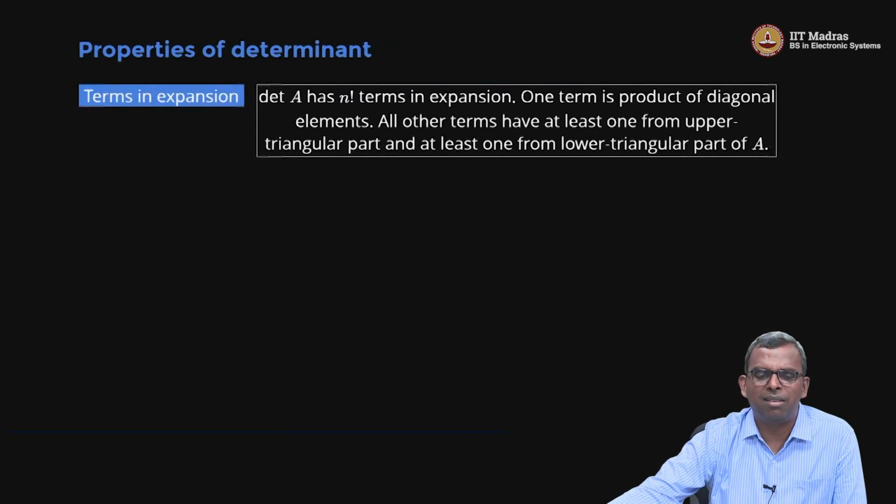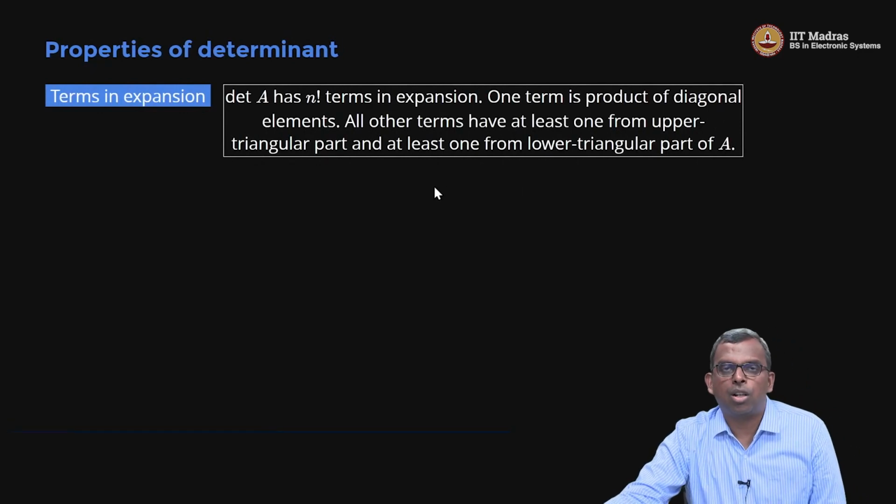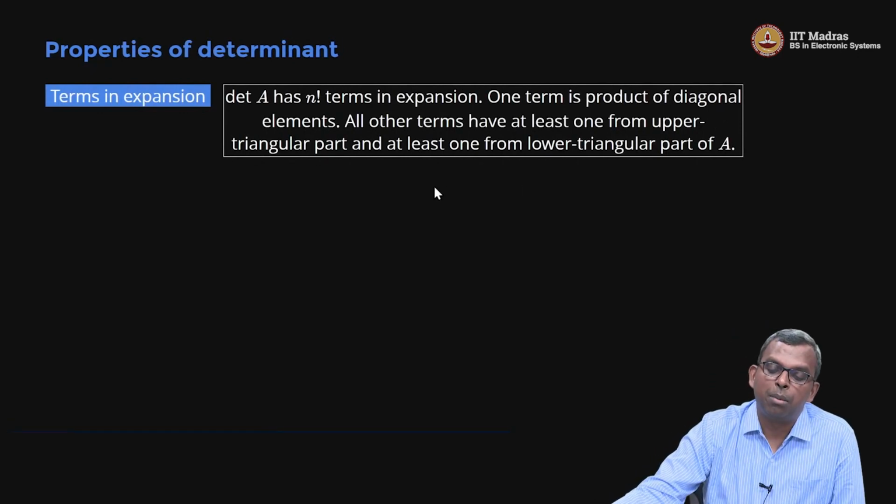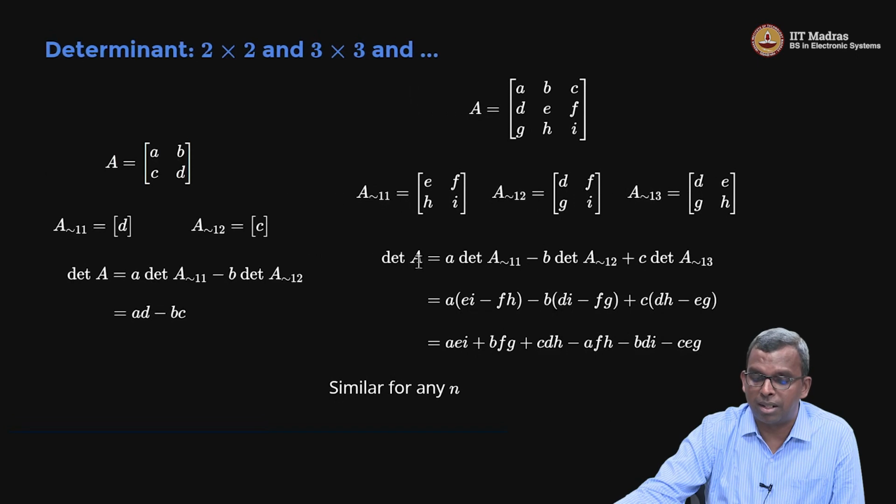What's the big deal with determinant? It has a lot of interesting properties. Many properties. We won't see all of them. We'll only see what is needed. First of all, terms in the expansion. There seem to be a lot of terms in the expansion, right? Determinant A here, 3 by 3, has 6 terms. Determinant A here, 2 by 2, has only 2 terms.